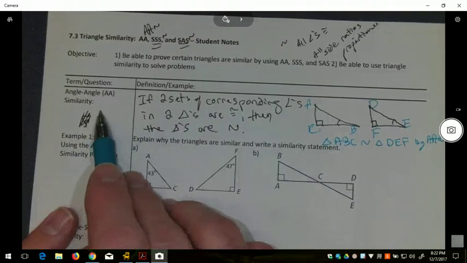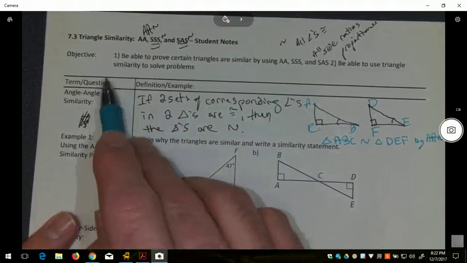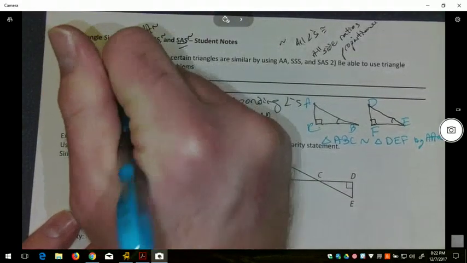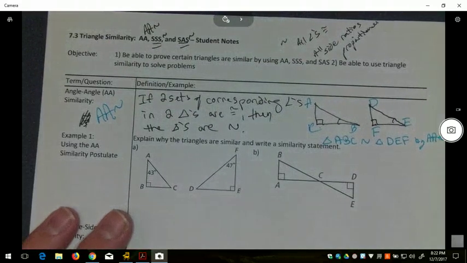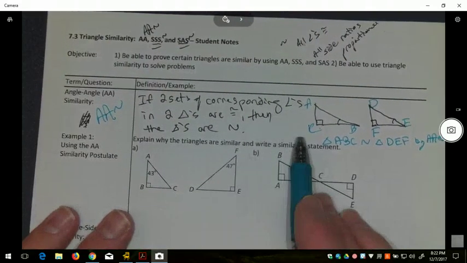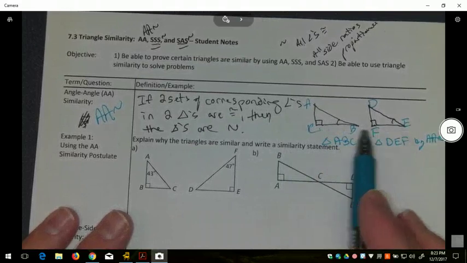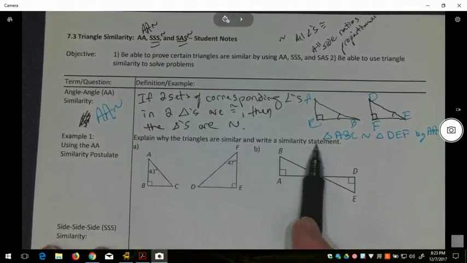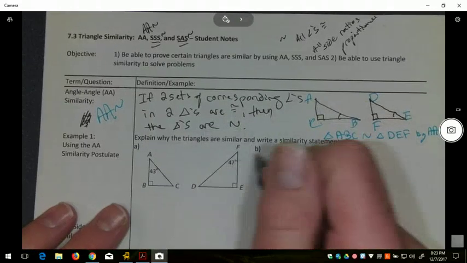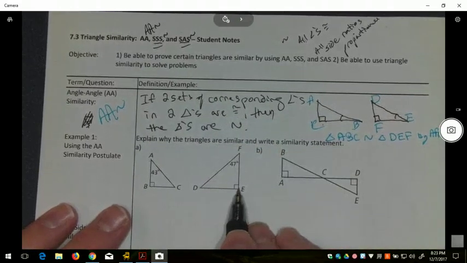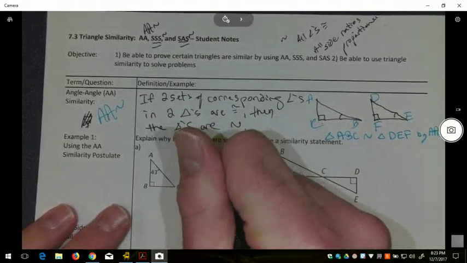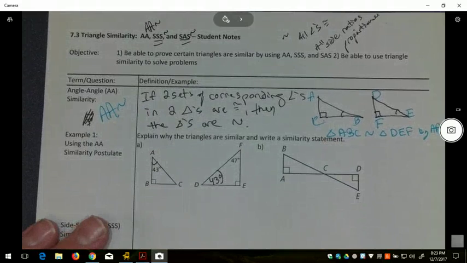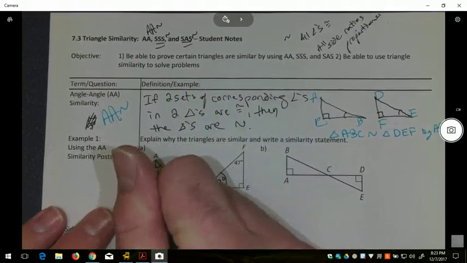With this postulate, which we don't really need to memorize as a postulate, we just need to memorize it as angle-angle similarity, we can assume the triangles are similar as long as we know two sets of angles between them are congruent. So I say explain why the triangles are similar and write a similarity statement. If I use the triangle sum theorem, 180 minus 90 is 90, minus 47 is 43 here. So I have angle A and angle D are congruent because they're both 43 degrees.